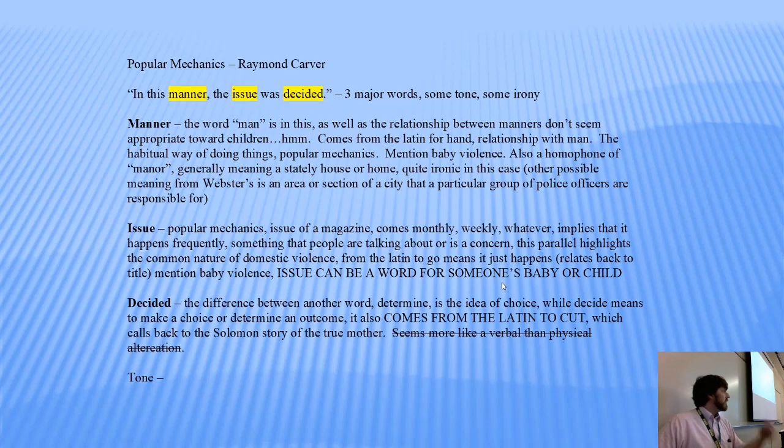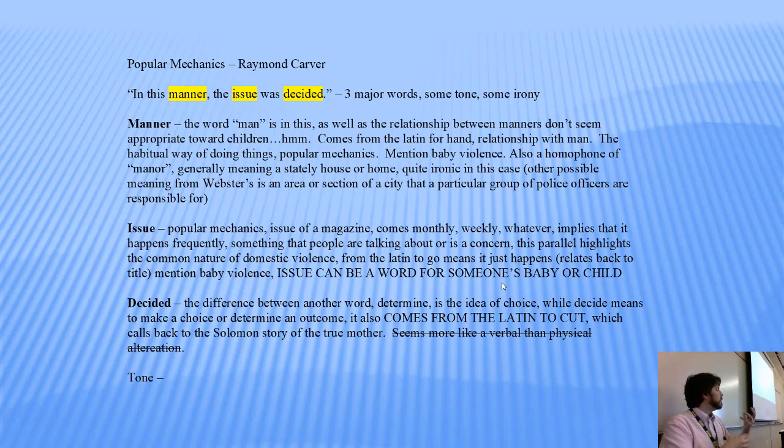If I look at decided, I see that there's a difference between another word. It's not in this manner. It's in this way the outcome was determined. That's not determined. It's decided. And the difference between determining and deciding is that determined can be like fate or God determines something, or just whatever was happening. Decided implies choice, doesn't it? You choose. So he says the issue was decided. This was a choice that was made.